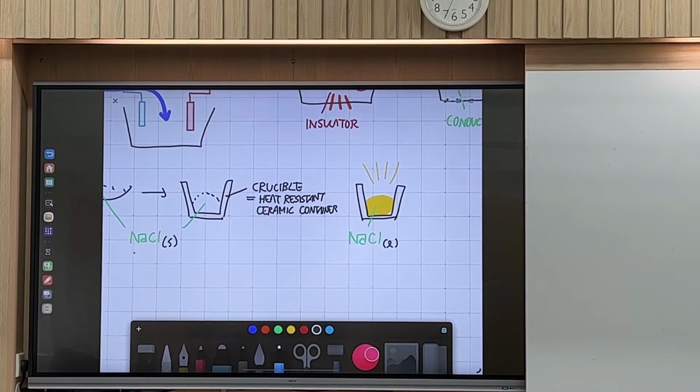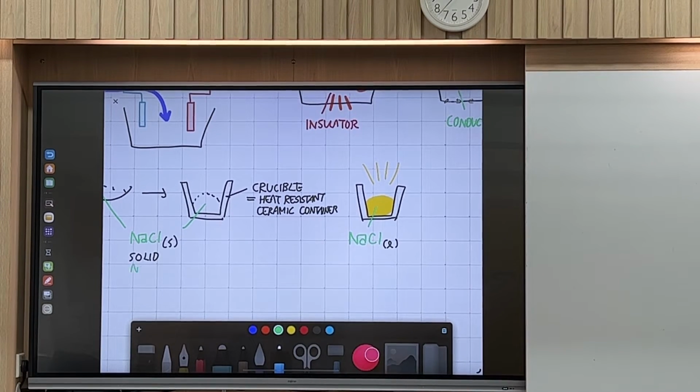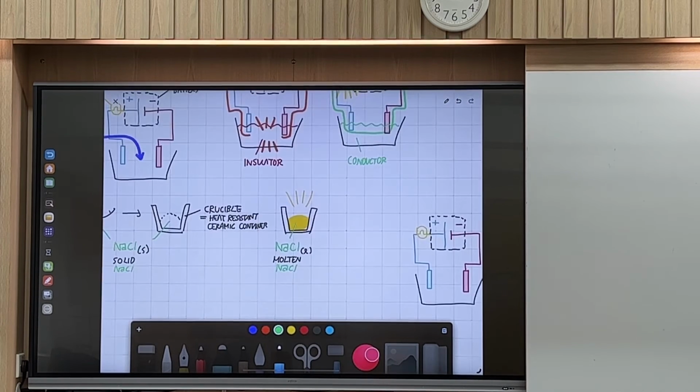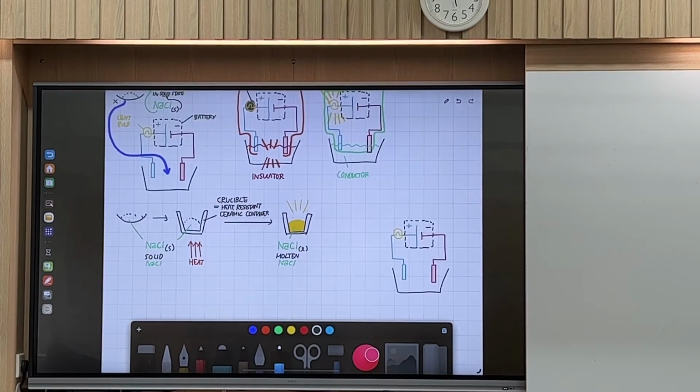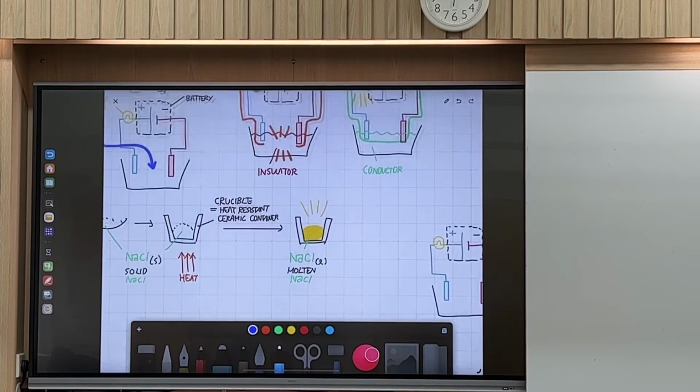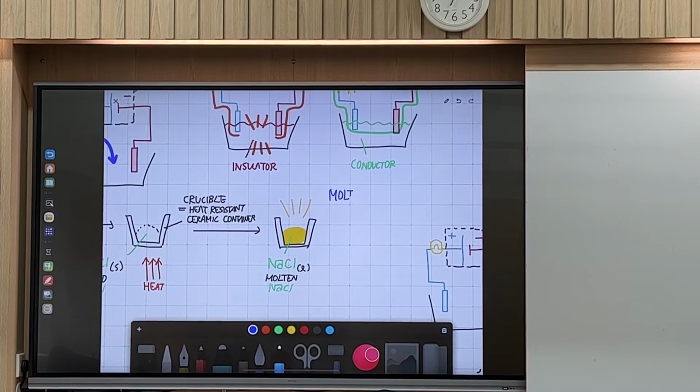We say that this is solid sodium chloride, NaCl(s), on the left, and this is molten, NaCl(l). Molten means something is heated so strongly that it melts into a liquid. So when you apply heat using the Bunsen burner, this is what will happen. Write down the description of what molten means. Molten means something is heated so strongly that it becomes melted into a liquid.